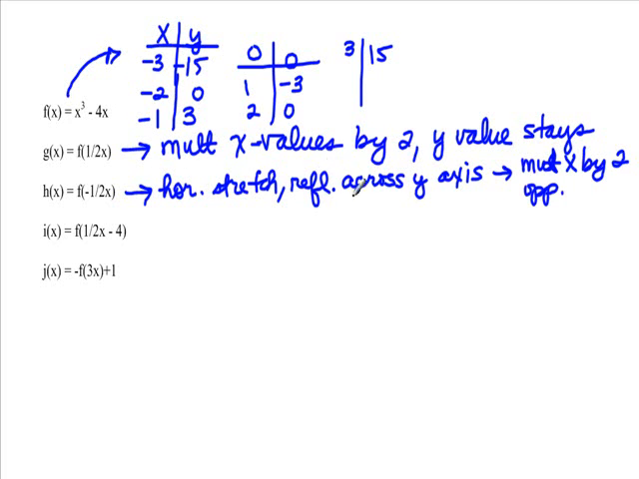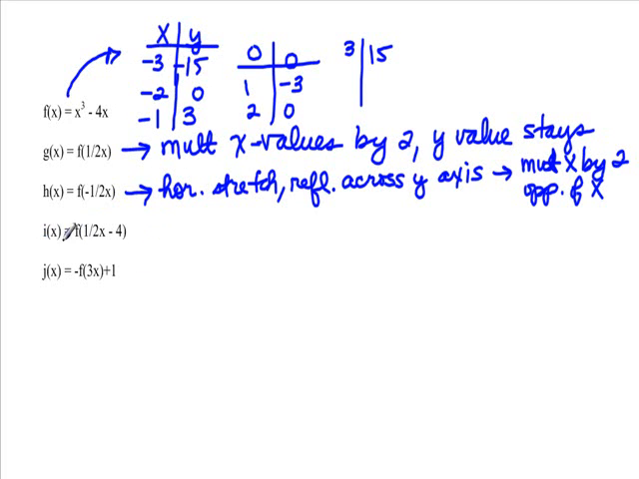What happens when we reflect across the y-axis? That's where x's are opposite, so then you're going to take the opposite of x as well. Okay? And keep y the same. In other words, (-3, -15), if we multiply that by 2, we would get (-6, -15), but then we take the opposite of x to get (6, -15). Okay.